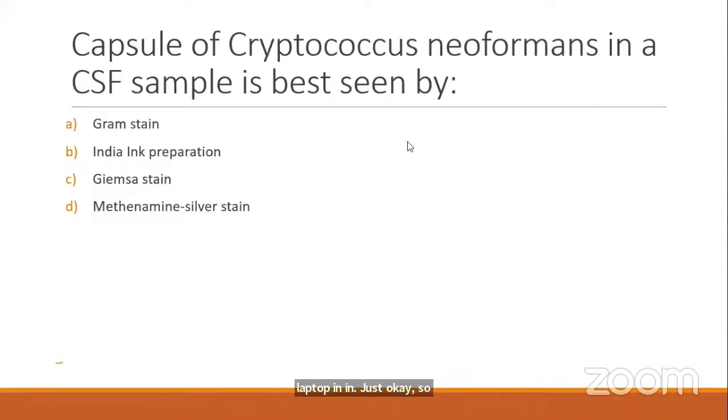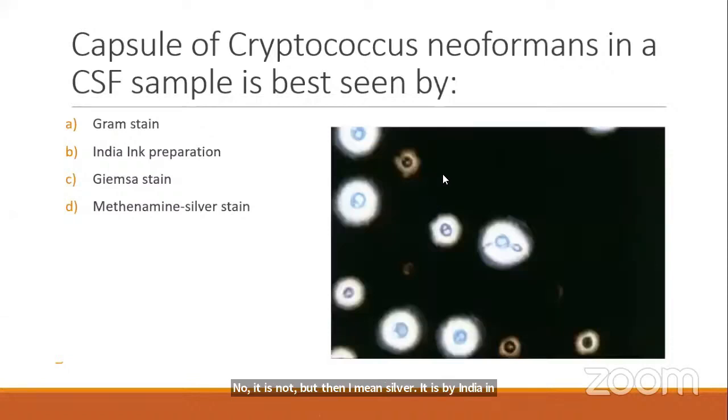So the capsule of Cryptococcus neoformans is best seen by which preparation? Gram stain, India ink, Giemsa, or methenamine silver? No, it is not methenamine silver. It is by India ink preparation because it is a capsulated organism. You can detect the negative staining. These are the black areas, and the capsule will create a halo. Here you can appreciate the budding of Cryptococcus.